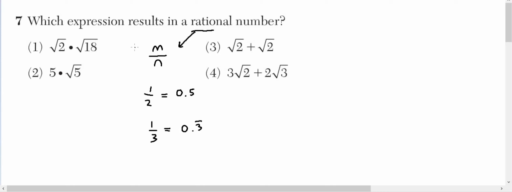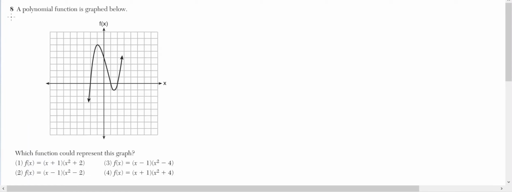So if we go through and compute, you could get away with plugging these into your calculator. And so if you plug in number 1, you get square root of 2 times 18, which is square root of 36, which is 6. And that, of course, is a rational number because you can write it as a ratio 6 to 1. And so we've actually found the answer right away. If you plug in the other answers, you'll find that you get decimals that are neither terminating nor repeating. And so the answer to number 7 is choice number 1.